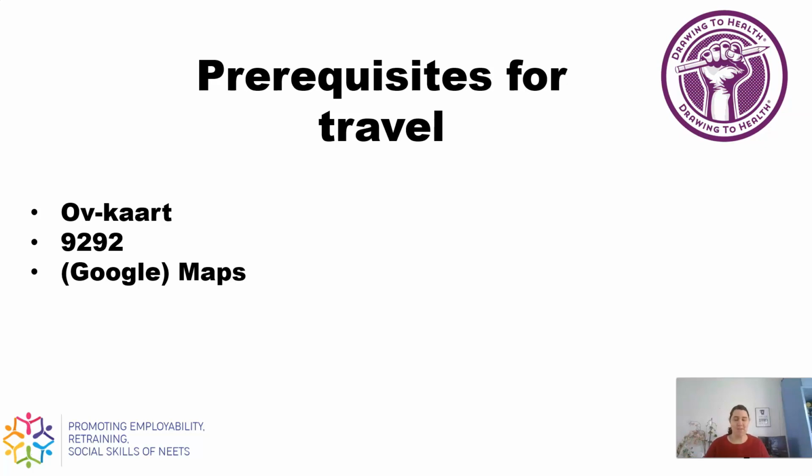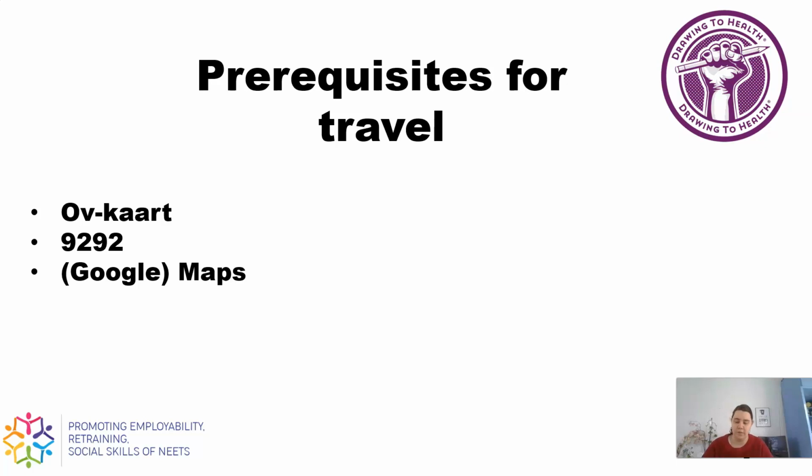I'm just going to show you these three things. First of all, the OV card, which I'm going to explain all in seconds. Then 9292, which is our site that we use for public transport, and Google. It doesn't have to be Google, but Google Maps, basically any kind of maps software on the internet. I'm just going to take Google because it's the most known. But if you have an Apple, you might know Apple Maps or any other kind of maps software. So let's get started.